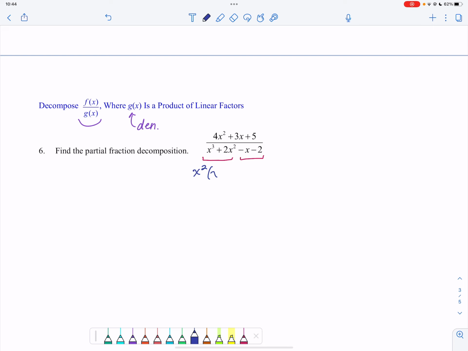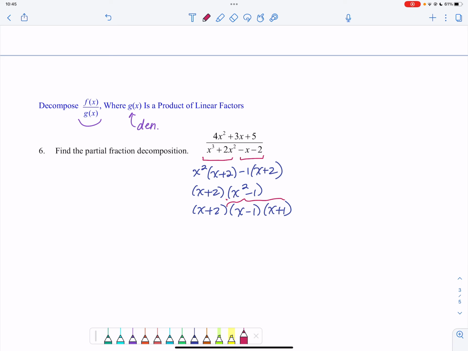So x squared multiplied by an x plus 2. Here we will factor out a negative 1 and have an x plus 2. Now I'll factor out an x plus 2 from both of those terms, end up with an x squared minus 1. So as you can see, we now can have x plus 2 multiplied by x minus 1 times x plus 1. I just went ahead and factored that difference of squares.